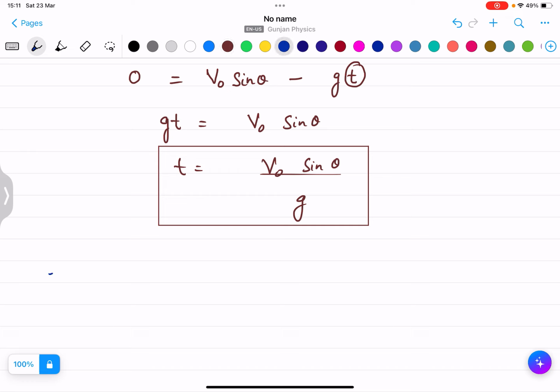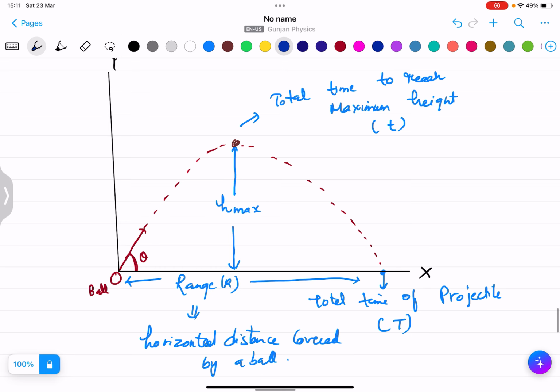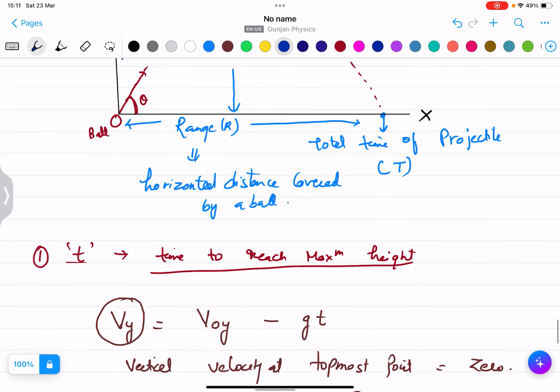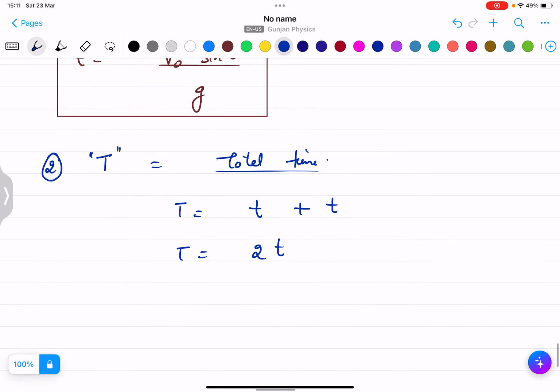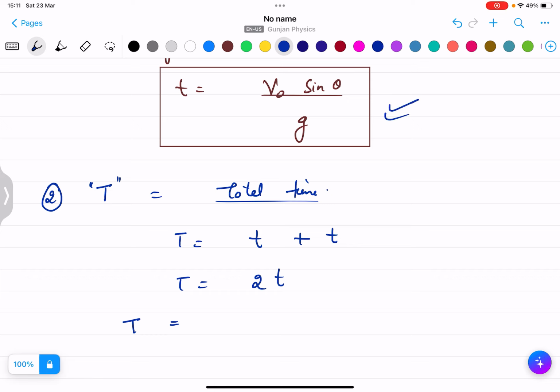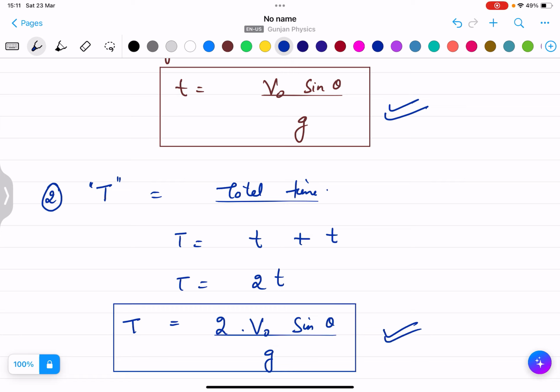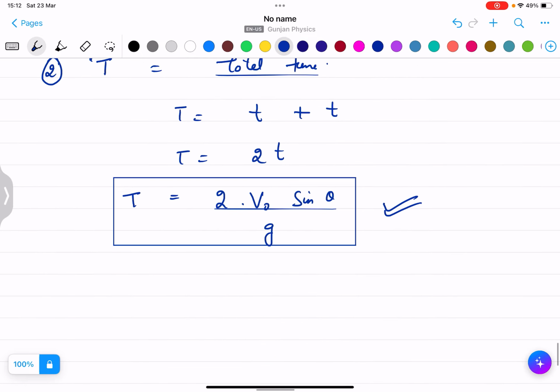Now the second derivation. The second derivation is capital T, that means the total time of the projectile. So what will be my total time? See, you can see the figure here. Total time will be from here till here, it is t. From here till here will be t again. So total time will be t plus t, or we can say it is 2t, right? So just use this expression and multiply with 2. So we can write 2 V naught sine theta by g. Simple. So this is my total time taken by a projectile. So these two derivations were very easy. So we will use these expressions in the numericals.